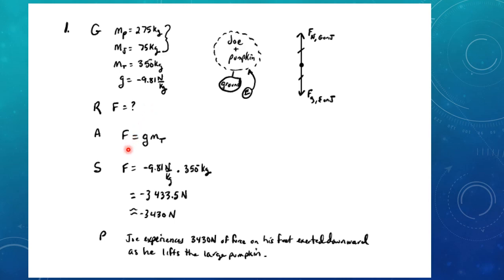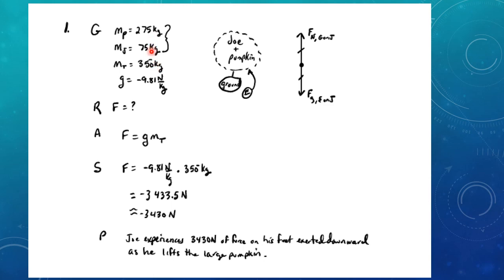The equation that I want to use is the force exerted is going to equal the gravitational pull on the mass itself. Under the solution, or the solving part of GRASP, it's ready for a plug and chug. So there's my negative 9.81. Here's my mass. Multiply those two values together and I get a force, and I've rounded it hopefully to the correct number of significant figures, which hopefully is 75.0 in the original question.